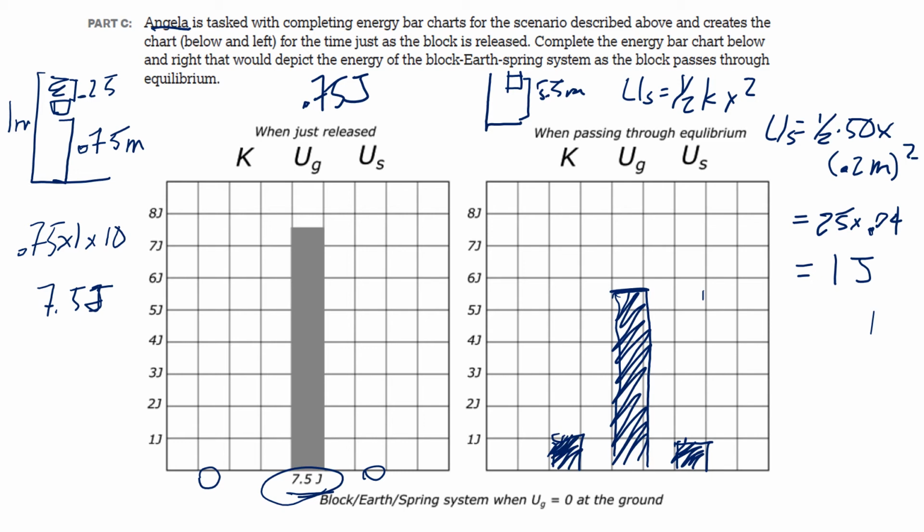So how did I get 5.5? I did mgh. This sucker was 0.55 meters above the ground. How did I get 1 joule of energy for this potential spring energy? I used my equation, 1/2 kx squared. And then how did I get the kinetic energy? Well, I just assumed conservation of energy, and it's the amount of energy left, right? 6.5 here. So there's 1 joule of energy left. Good.